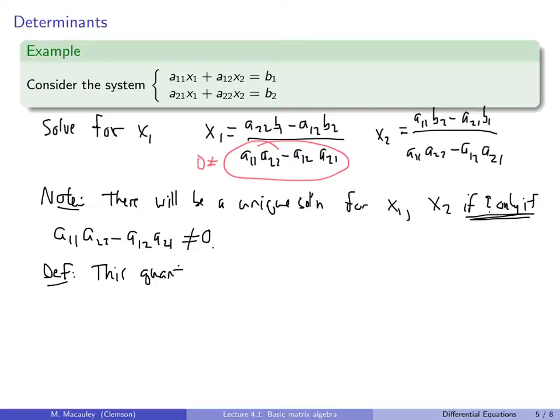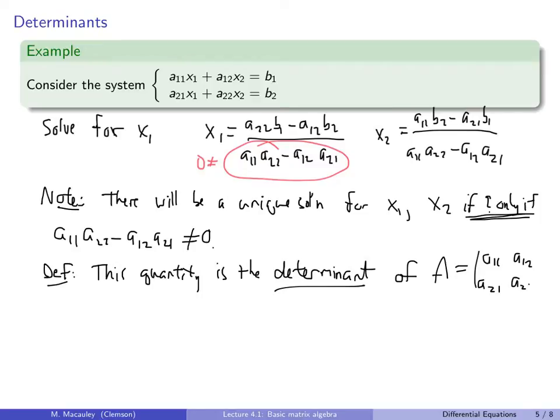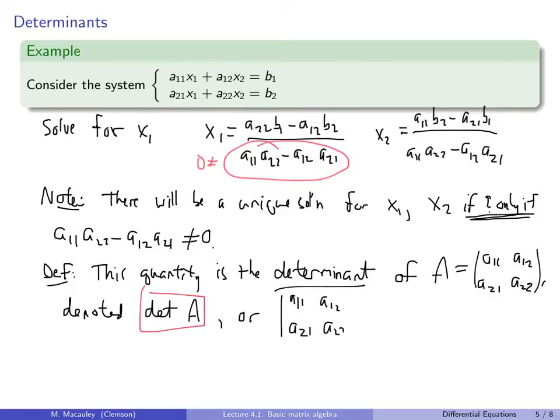This quantity is called the determinant of A, of this matrix, A11, A12, A21, and A22. And it's denoted det of A. And sometimes, if we write absolute value symbols around the matrix A11, A12, A21, A22, here we actually mean determinant. So this means determinant of A.